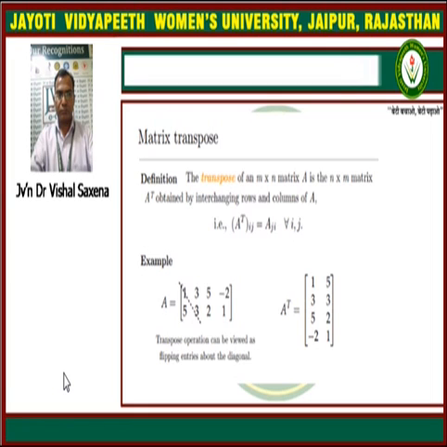Example: a matrix A is given consisting of 2 rows and 4 columns. Its transpose is given by AT. We can see the first row of A becomes in AT the first column, 1, 3, 5 and minus 2, while the second row of the matrix A, 5, 3, 2, 1, is the second column of the transpose of the matrix A. So this is the transpose of the matrix.